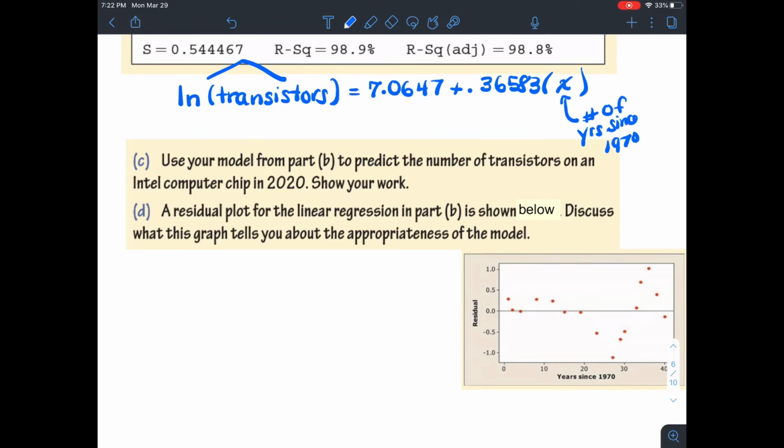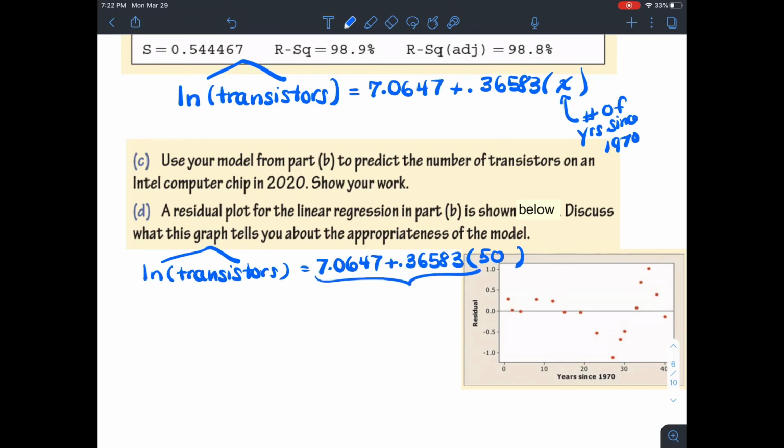So we're going to use our equation here, and our goal is to solve this for the transistors variable. 2020 is the year. Now remember, we need to substitute in how many years 2020 would be since the year 1970. That would be 50 years later. We type all the numbers on the right side into our calculator, and we get 25.3562. On the left side, we have natural log of the number of transistors, and once again, there's a hat symbol over top of that.